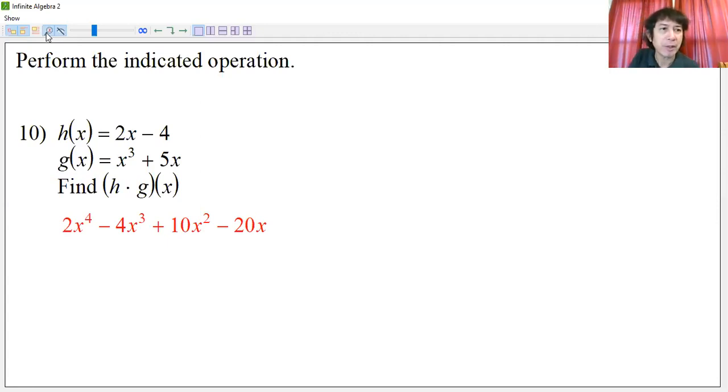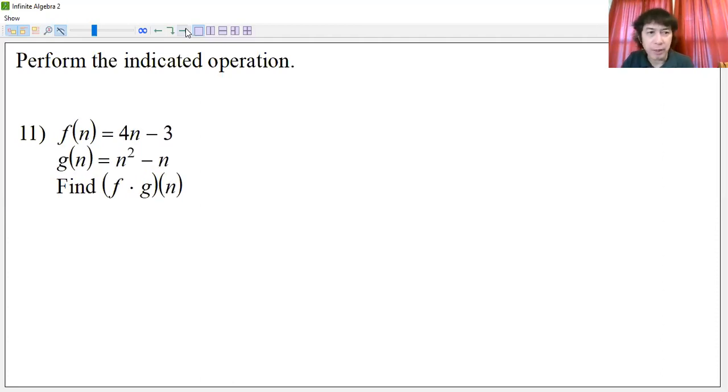Let's go to number 11. Okay, here's number 11. We have the given f of n equals 4n minus 3. G of n equals n squared minus n. We're asked to find f times g of n. There. Let's check the answer. It's in the paper. The problem is now there.